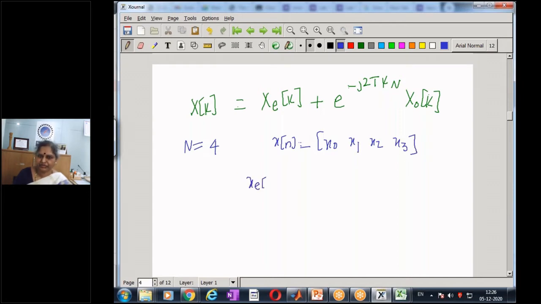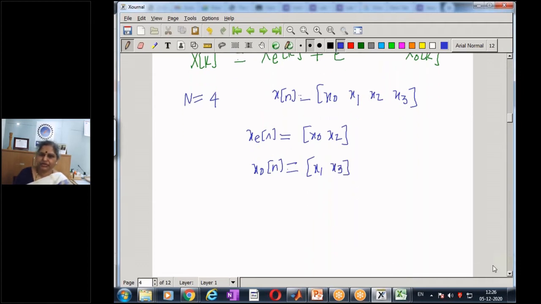And my x even of n is going to have 2 terms, the even terms, x0, x2. Whereas my odd terms again are going to be 2 of them, and that is going to be x1 and x3. And what is the 2-point DFT? We have seen how to compute a 2-point DFT. Let us say the 2-point DFT of x even of n is x even of k, and we know the result. What is the result? It is just x0 plus x2 and x0 minus x2.